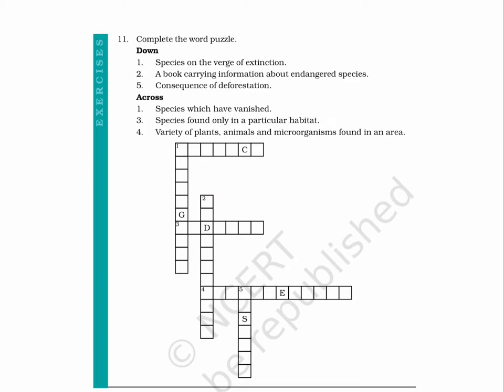Across. 1. Species which have vanished. 3. Species found only in a particular habitat. 4. Variety of plants, animals, and microorganisms found in an area.